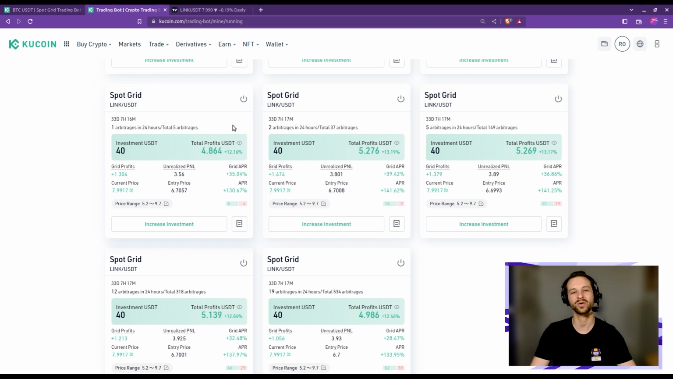You can see that they're all using the Link USDT pair and all of them have the price range that I highlighted before on TradingView, so the 5.2 to 9.7. I did start these bots one after the other, so that's why they have slightly different entry prices each time, just because the price changed a tiny bit by the time I created a new one. So really the only main difference between all these bots is the number of orders per grid.